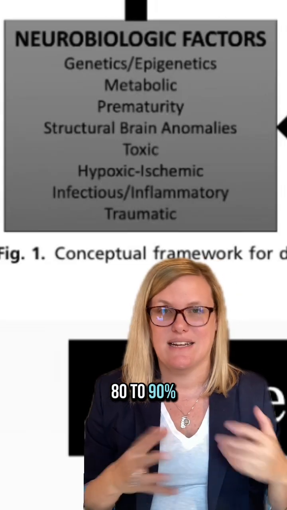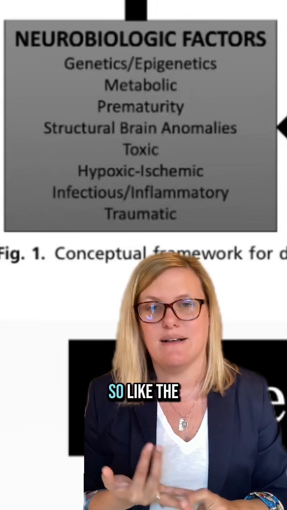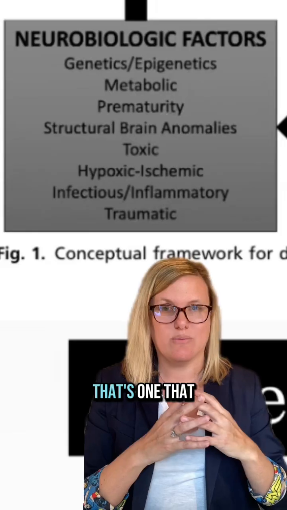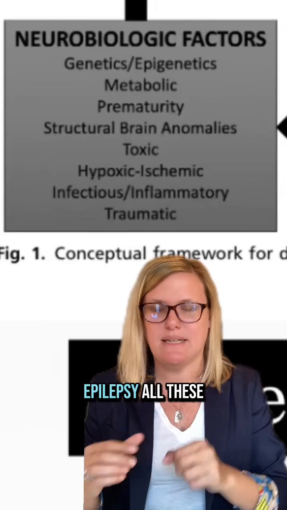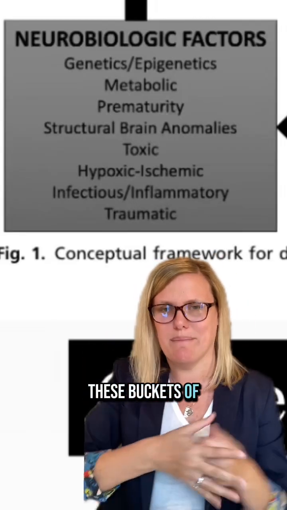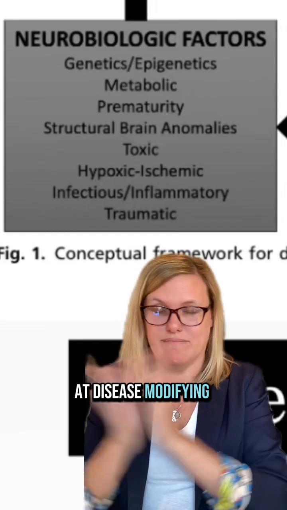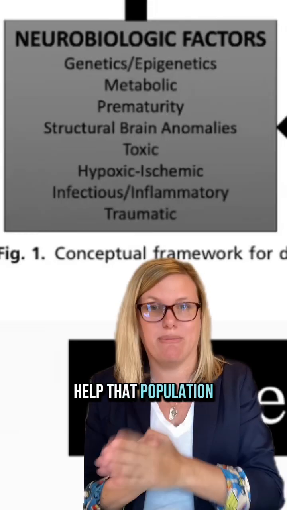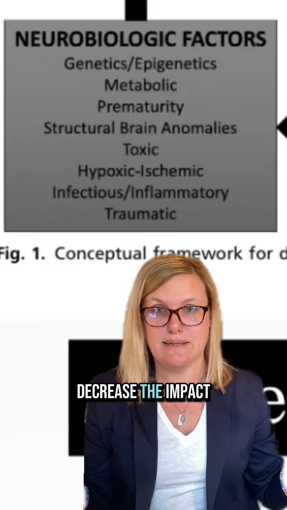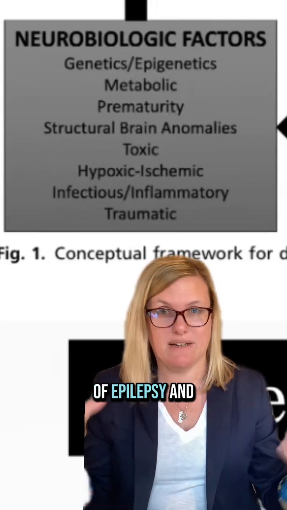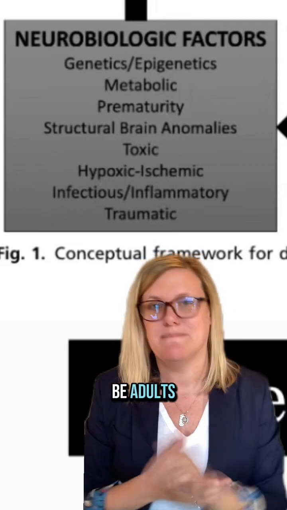So 80 to 90% are genetic influences, so either inherited or a part of a genetic mutation. So like the SYNGAPs, that's one that there's advocacy behind. Autism, behavior, epilepsy, all these buckets, just like HIE has these buckets of impacts. So they're looking at disease modifying therapeutic development to help that population, which could decrease the impact of epilepsy and all the things that go into SYNGAP and improve the quality of life for these kids and families that grow up to be adults.